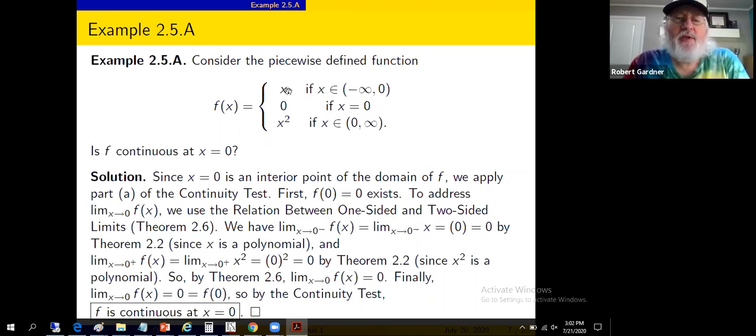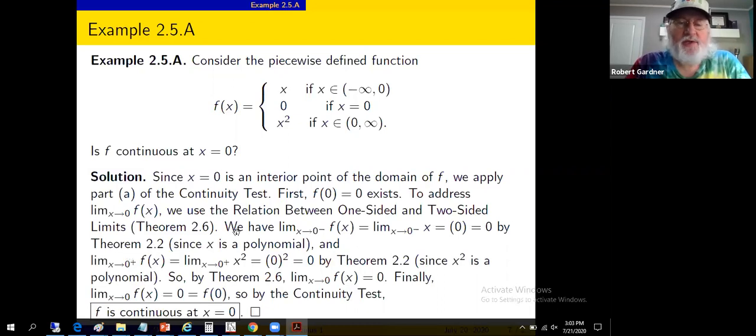Which piece of f do you use? What does f look like when x is a little negative number? This piece. f(x) equals x when x is less than 0. Okay, so we'll take f(x) and replace it with x. That's what you do when these are the x values less than 0, which they are in this one-sided limit. That's why we had to look at one-sided limits. And the limit as x approaches 0 of x is simply 0. Plug x equals 0 in. If you like, x is a polynomial. Theorem 2.2 lets you evaluate the limit by substitution.